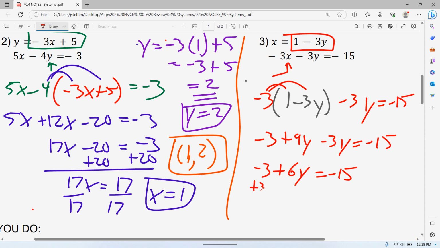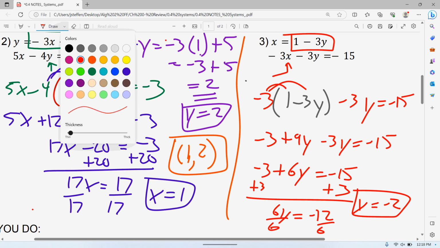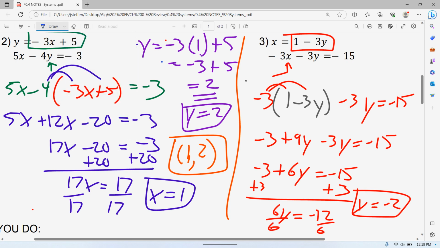Then add 3 to both sides. -15 plus 3 is -12. Divide both sides by 6. Y is equal to -2. Once you have your y, plug that back in to find your x. So x is equal to 1 minus 3 times -2.